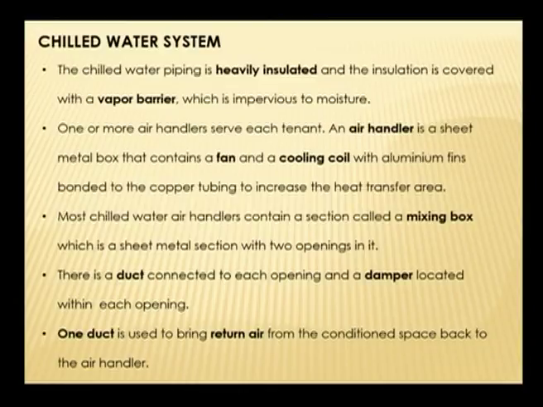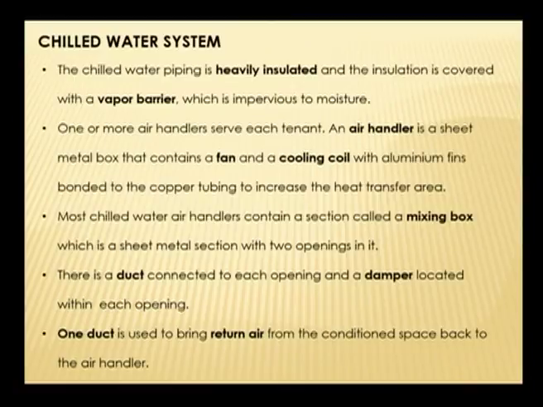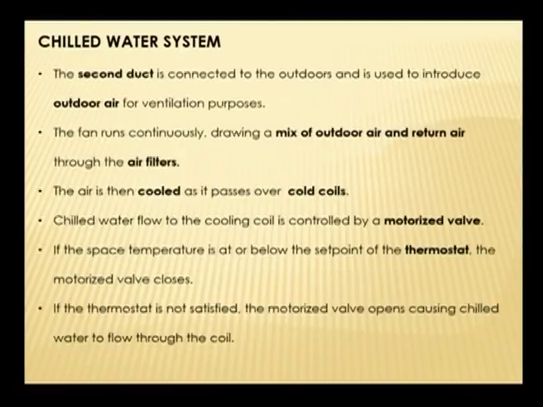The duct basically is to transport the supply air and return air to the space and get air from the space, and the damper is to open and close when there is no air supply or when there are issues, like a fire or whatever. This damper closes so that the air supply cuts off, thereby preventing the fire from spreading through the duct. So, the damper plays the role of closing and opening, and it prevents any transfer of fire, fumes or smoke. And one duct is used to bring return air from the conditioned space back to the air handler. The second duct is connected to the outdoors and is used to introduce outdoor air for ventilation purposes.